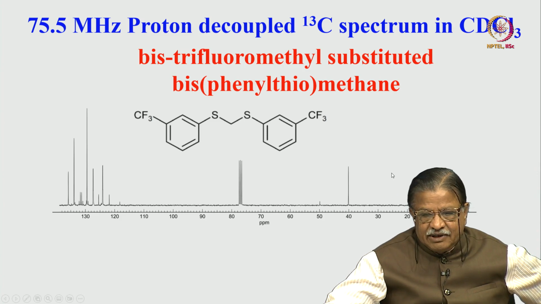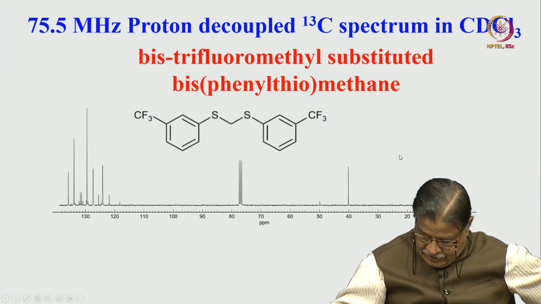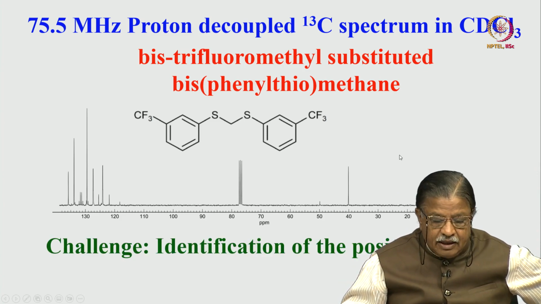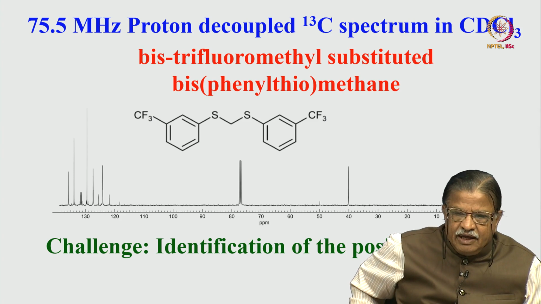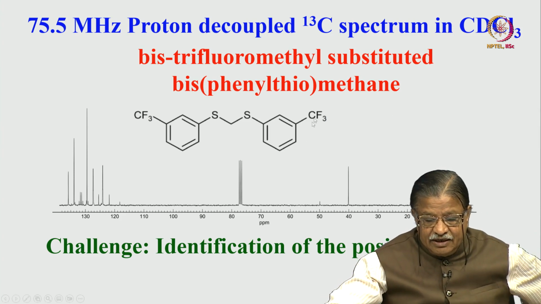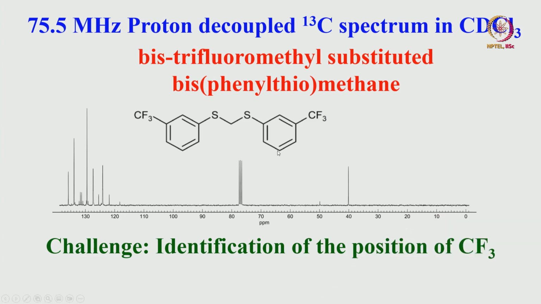First we have to make the assignment of all these things. First thing, the challenge is to identify the position of CF3. Whether CF3 is here, here, here or here, we do not know. Can we make an assignment or get the structure of the molecule based on this carbon 13 spectrum? That is the challenge we have to answer.